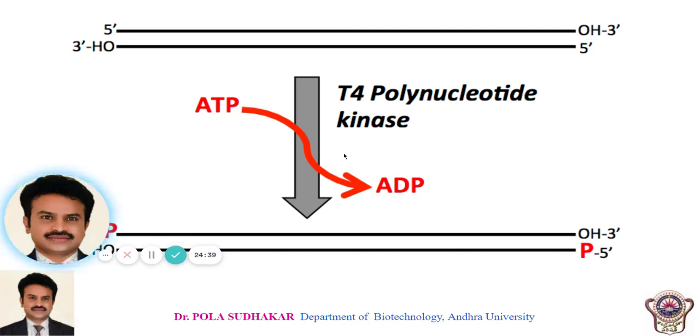Second reaction is exchange reaction. In the first step, the terminal 5' phosphate is transferred from substrate to ADP present in the reaction mixture. Then the labeled gamma phosphate from ATP complex is transferred to free hydroxyl group of substrate.